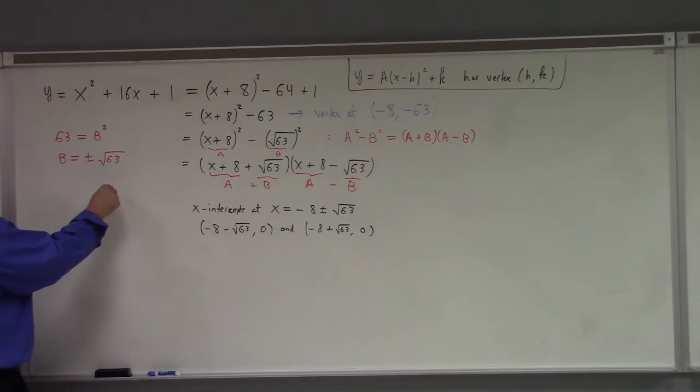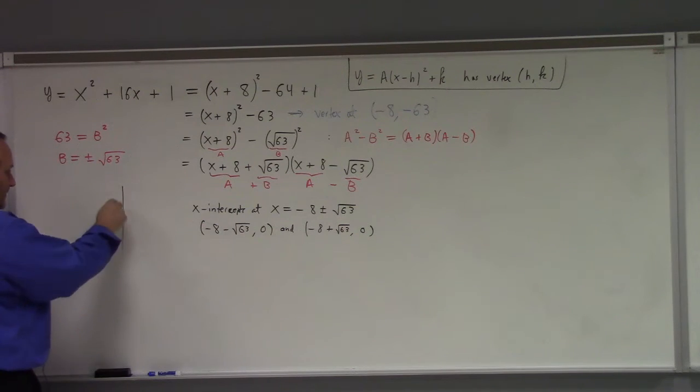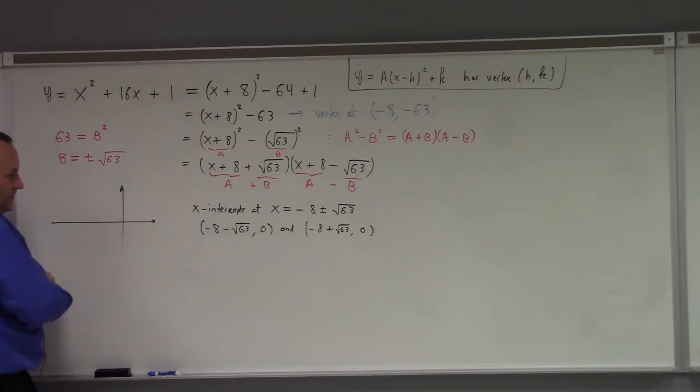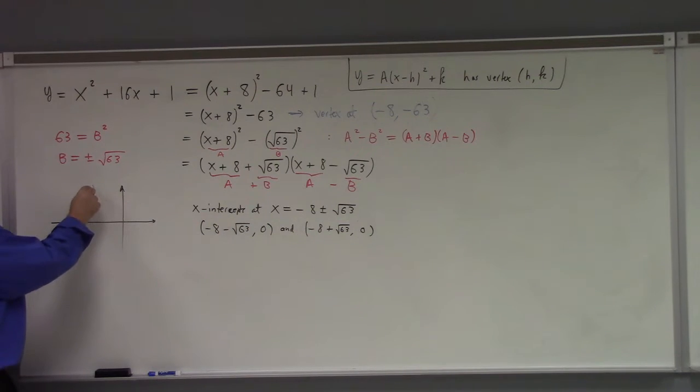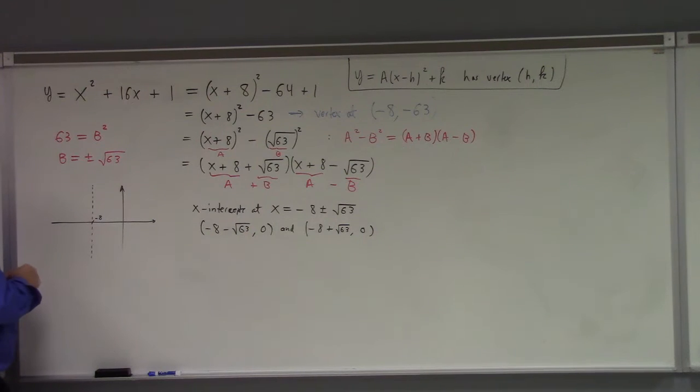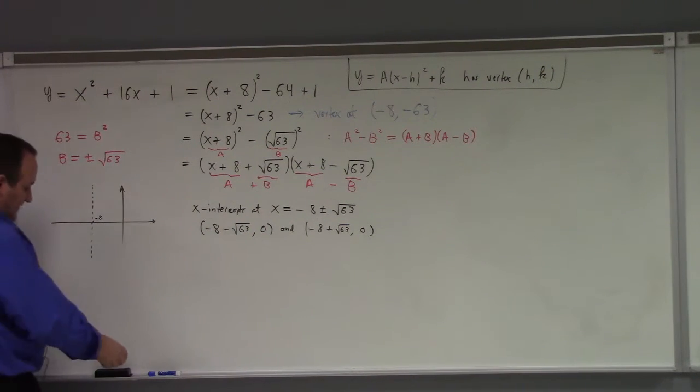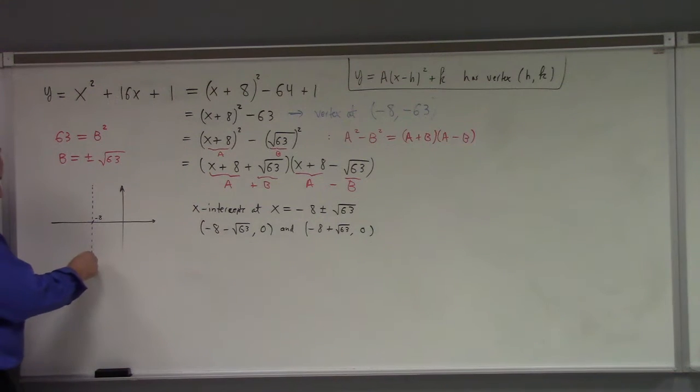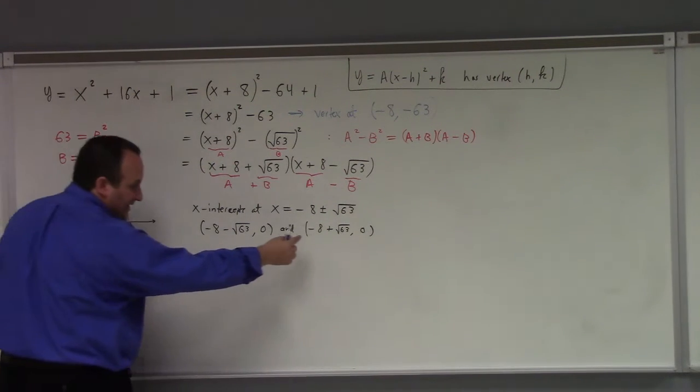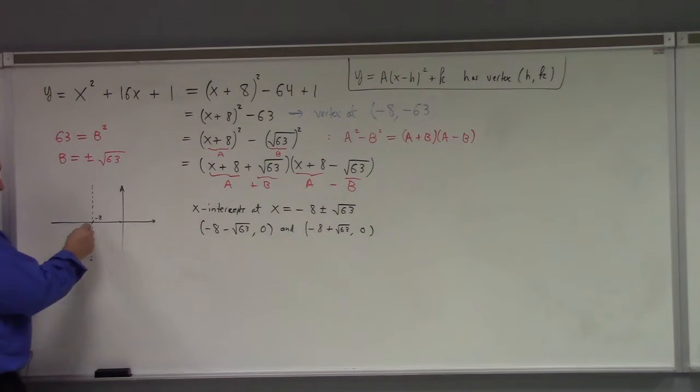So the graph of this thing, if we wanted to complete the thought, here's my minus 8. And my vertex is minus 8, comma minus 63. I'll just draw it here for the sake of discussion. Then I've got one x-intercept here, because the square root of 63 isn't quite 8, it's 7.9-ish or something like that. So this is still a little bit negative, and same on the other side over here.